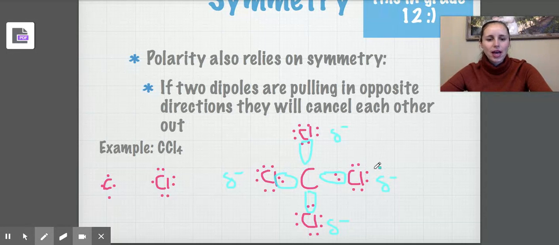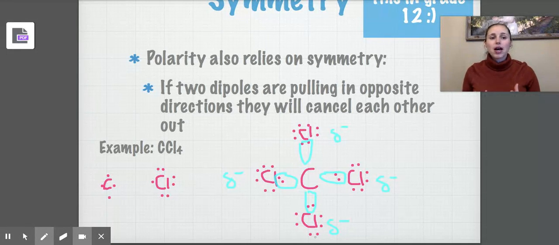We have a chlorine and a chlorine, two atoms of the exact same strength on either end pulling on each other. That means they're going to cancel each other out. So when you have symmetry, that means you're equal on all sides. When it looks equal on all four sides, this is an example of something that we would think would be polar, but carbon tetrachloride actually shows non-polar characteristics. That's because your dipoles are canceling out, because you have two atoms on either side of equal strength.